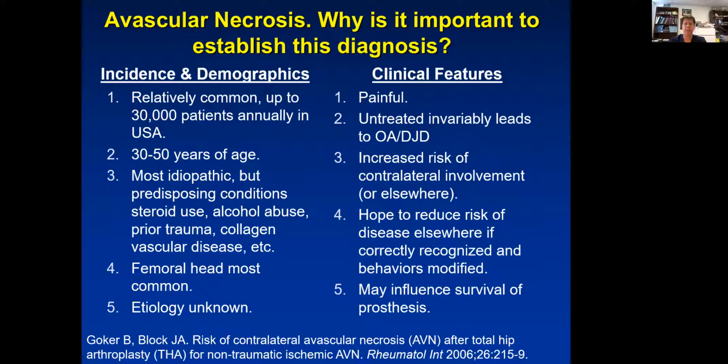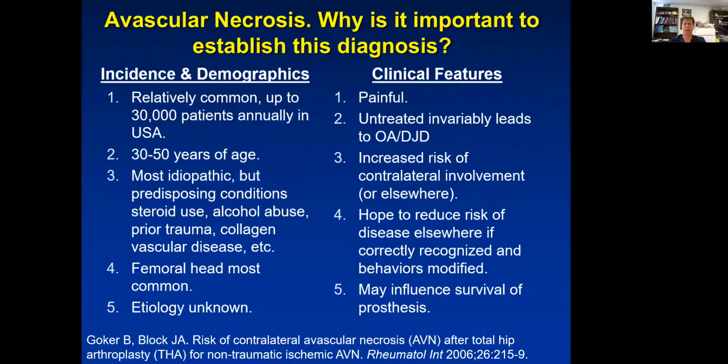Important because if a patient has a predisposing condition that led to AVN in that one hip, your hope is that you may be able to address things like chronic steroid use, for example, and reduce the risk of it developing elsewhere. So it's an important disease to actually recognize.